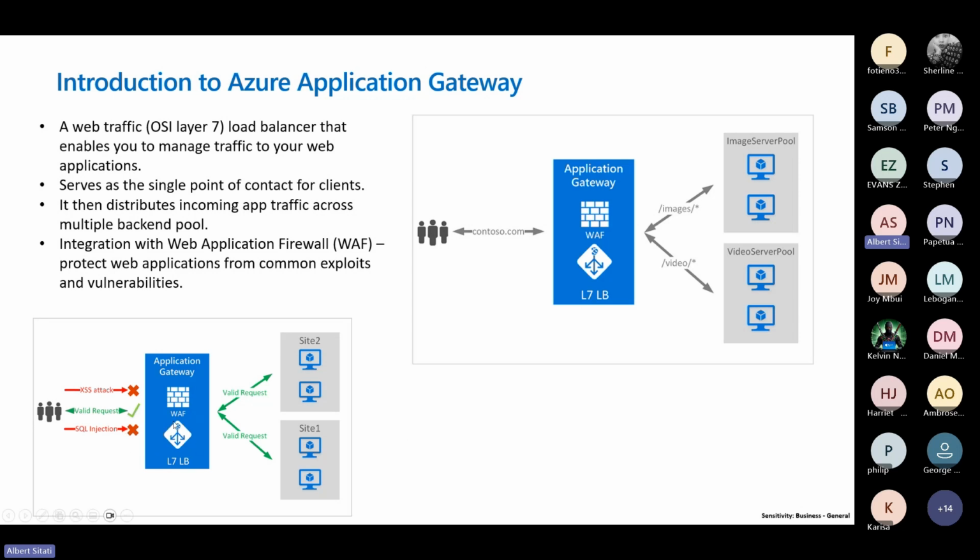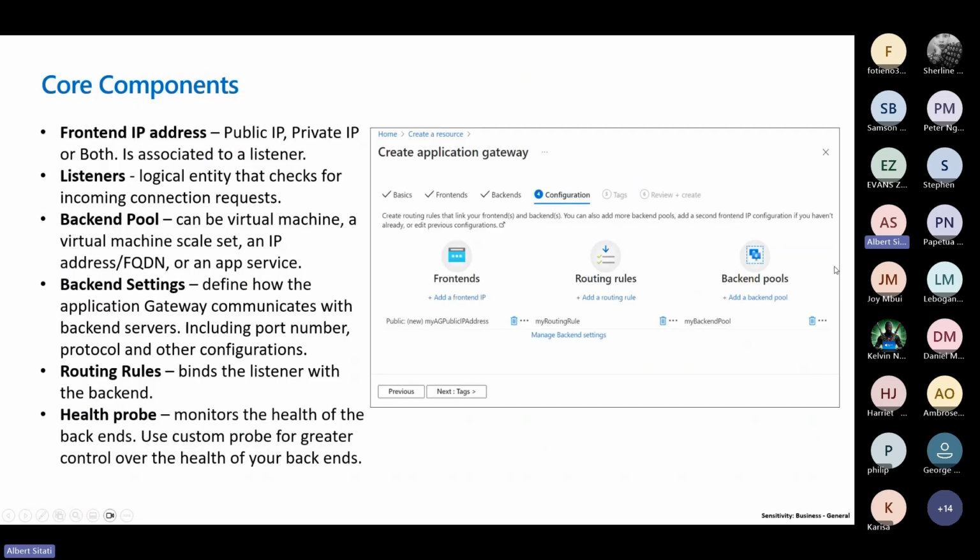So the diagram indicates an application gateway. We have site 2, site 1 there, and then only the valid requests will be allowed to hit your target servers. However, traffic that is suspected to be malicious is now blocked here, and this is because of the capability of the WAF that comes with the application gateway.